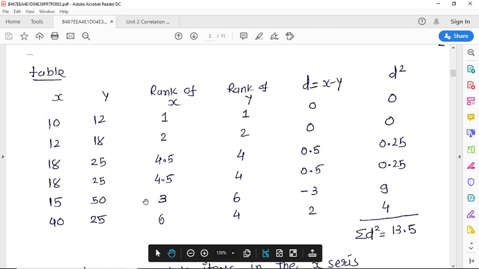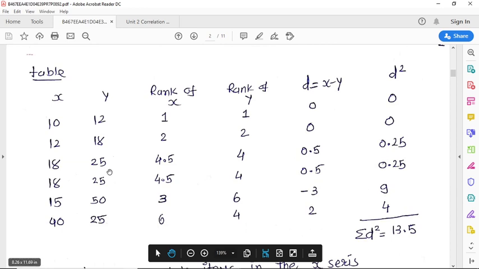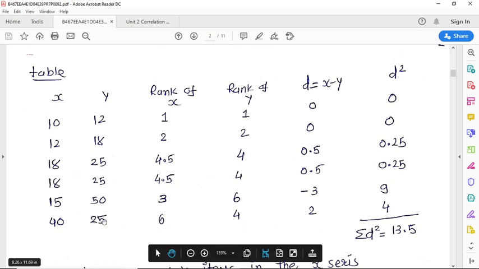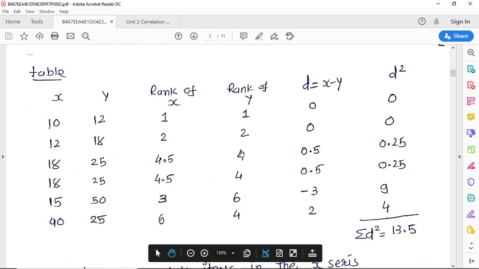So that is the ranking of the values of x, and now we have to assign the ranks of the values of y. The lowest value is 12, so give it rank 1. Then next is 18, so this is 2, and next come 25, 25 and 25. Those will be in the place of 3rd, 4th and 5th, because we have already assigned ranks 1 and 2. So those values would take the 3rd, 4th and 5th ranks.